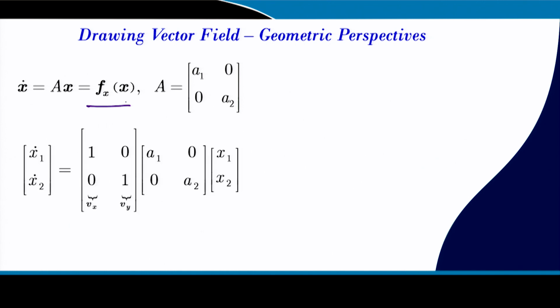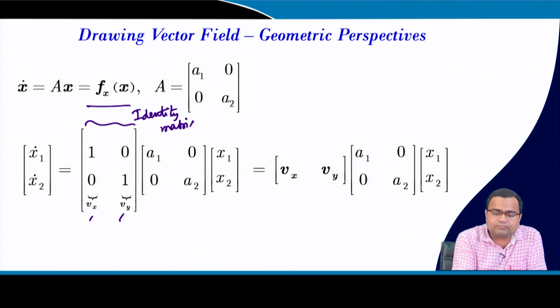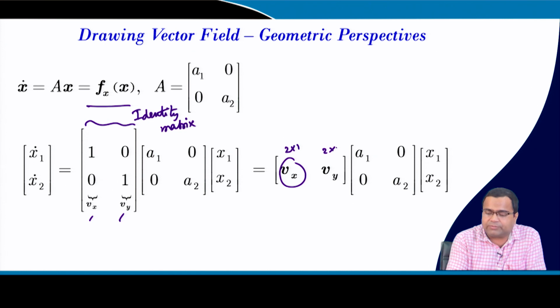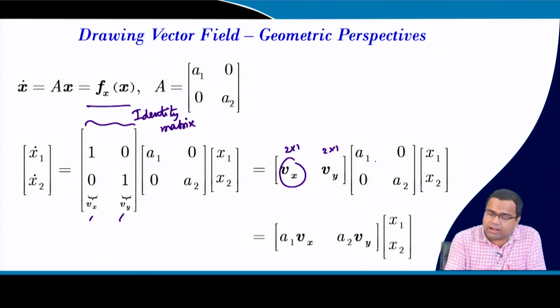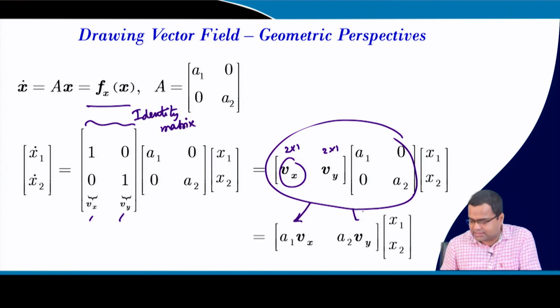Now we want to see, can we imagine how the vector field looks. So we started with this point x, f(x), and again we consider that Vx and Vy are the two basis vectors, right. Because this is an identity matrix, the basis vector Vx has a dimension of 2 cross 1, and this also has a dimension of 2 cross 1. So now I can write for this particular case A1 Vx, A2 Vx, right.